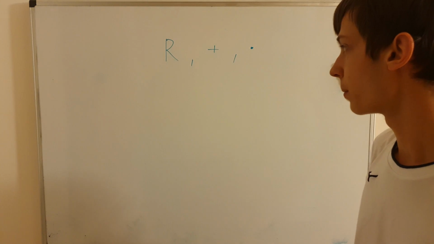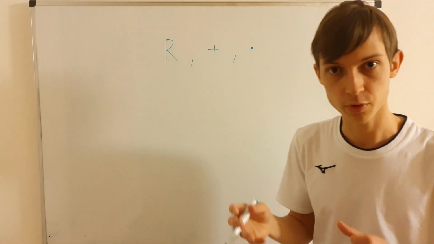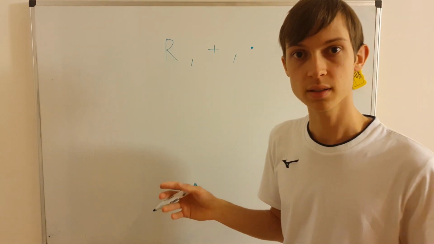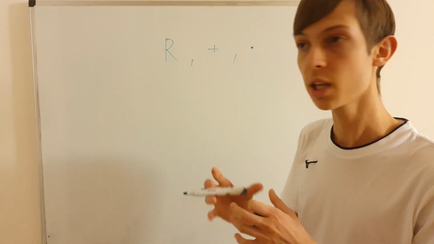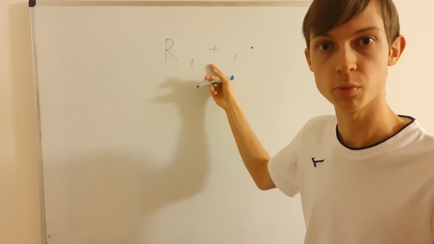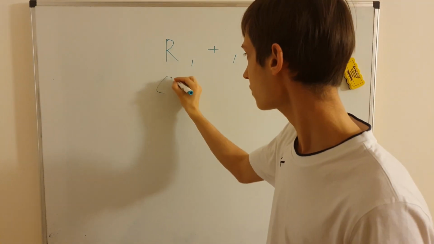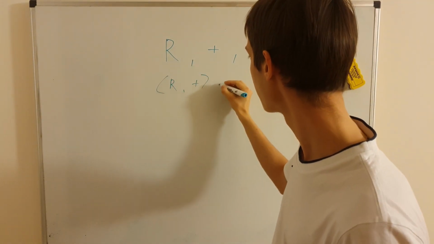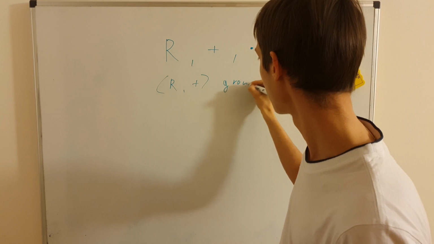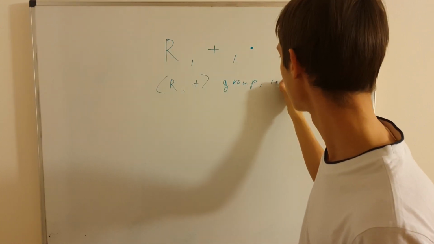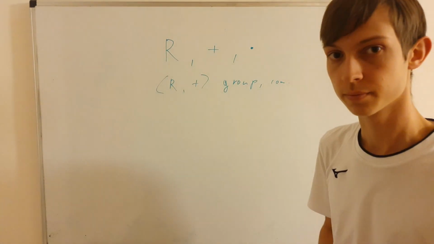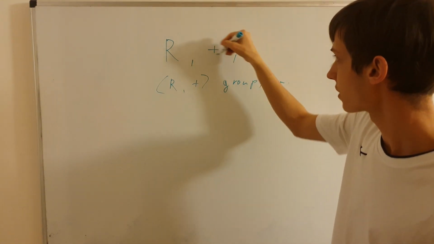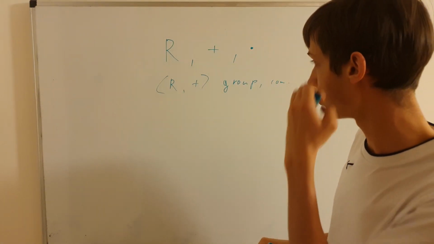Alright, now the first of the usually mentioned properties for rings is that the set R, only with the addition operation, is a commutative group. So R and addition is a group, and it is commutative. So with just this operation, the set R is a commutative group.